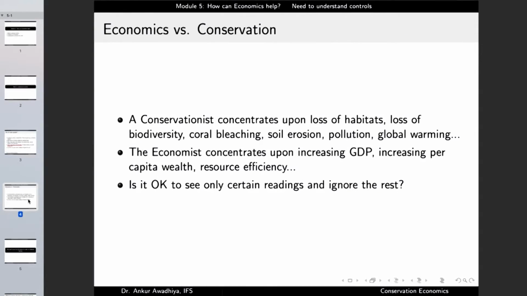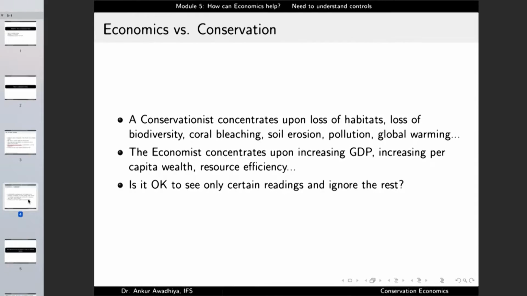Now, currently the situation is that the conservationist concentrates upon the loss of habitats, loss of biodiversity, coral bleaching, soil erosion, pollution, global warming, and all these things. And the conservationist says that the world is going towards doom, similar to the second pilot. The second pilot says, oh, the fuel has gone, this fuel tank has gone empty, we are out of fuel, and so this plane is going to crash. Similarly, the conservationist is looking at biodiversity and sees that it is declining at a very fast pace. And so he says, oh, the earth is going towards doom.